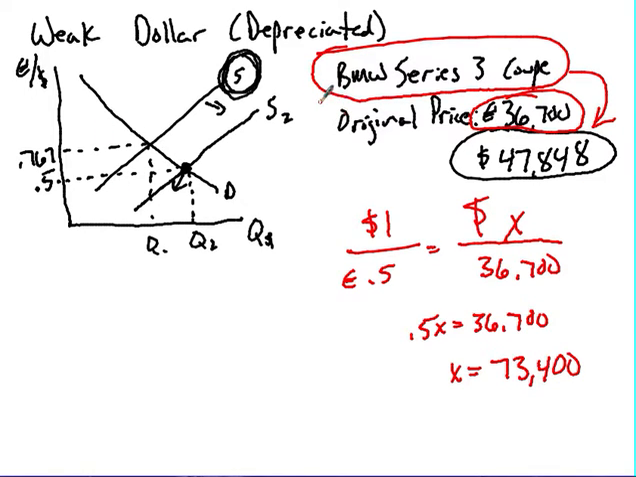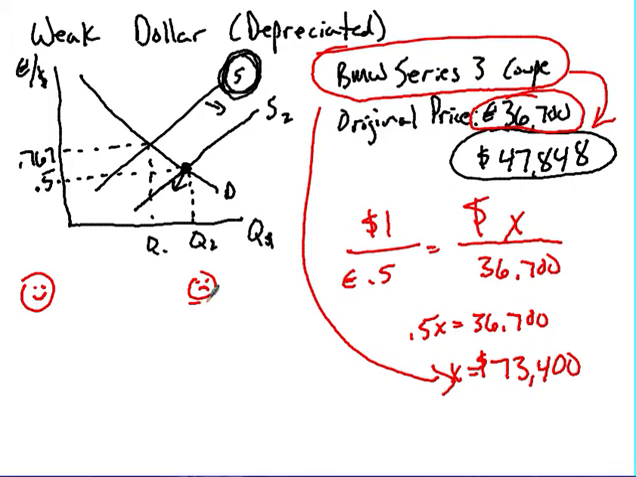After this change in the exchange rate, now we have to pay $73,400 for it. Intuitively you're going to look at this and say, well, this is bad. But again, remember, there's always winners and there's always losers when we talk about this stuff. With a weak dollar, we're going to have people that are happy and people that are sad. The people that are sad are obviously U.S. consumers, because now the price of the products that we import is going to be higher. We don't like it when things get more expensive.